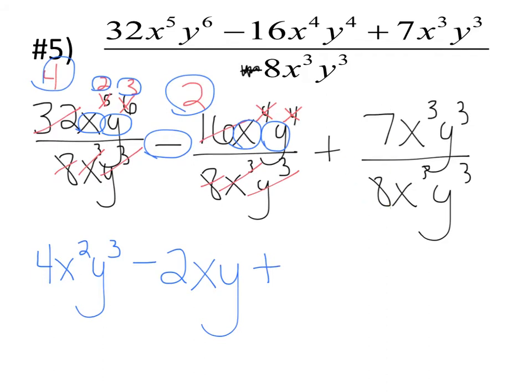Plus 7/8 doesn't reduce at all. So you know you're going to have 7/8. See if anything else goes in the numerator, anything else goes in the denominator. These x's cancel these x's. These y's cancel these y's. So you're just actually left with just 7/8. So your answer is 4x squared y cubed minus 2xy plus 7/8.